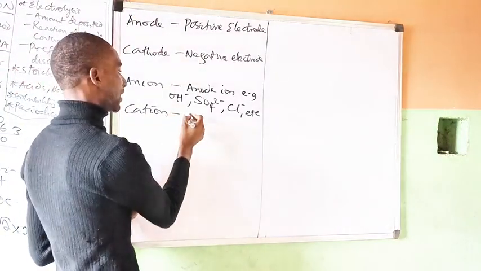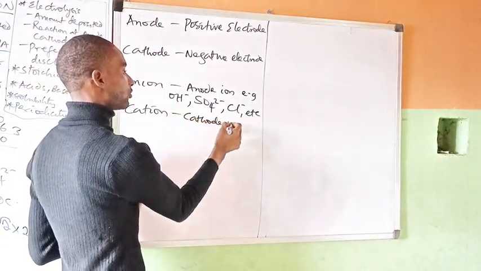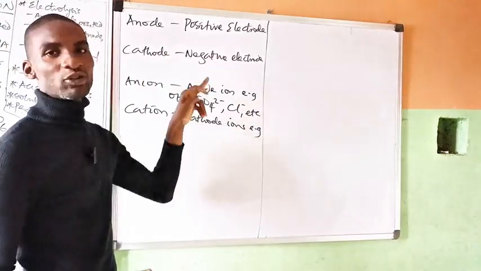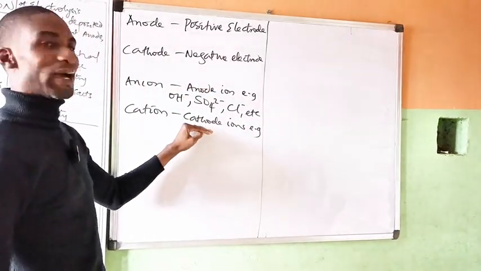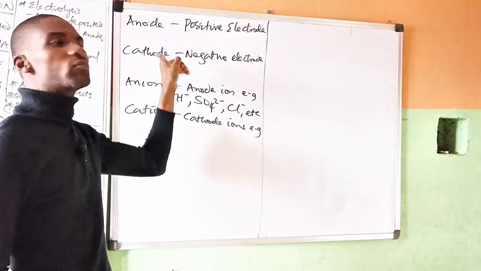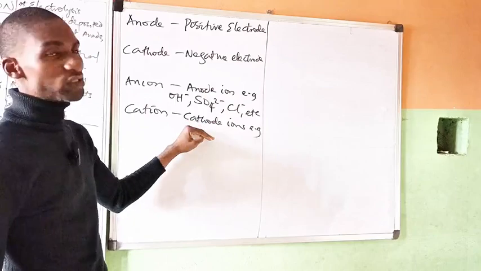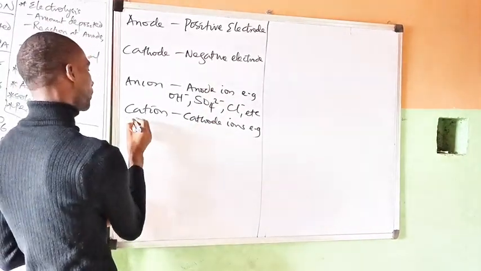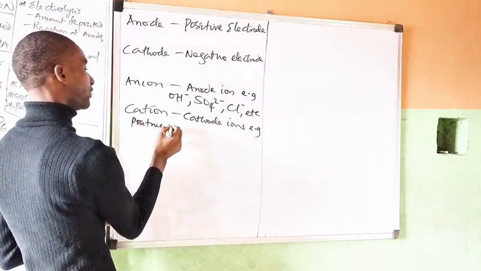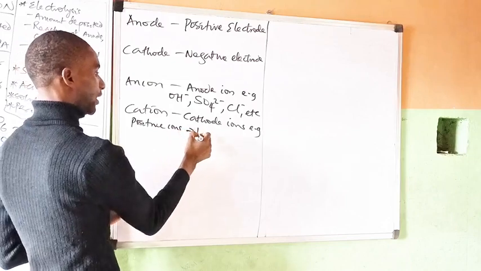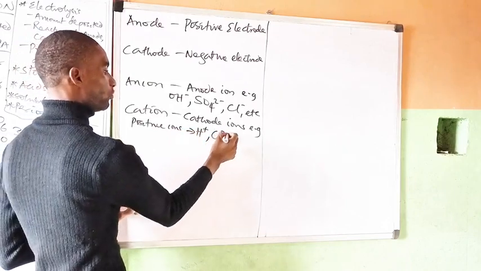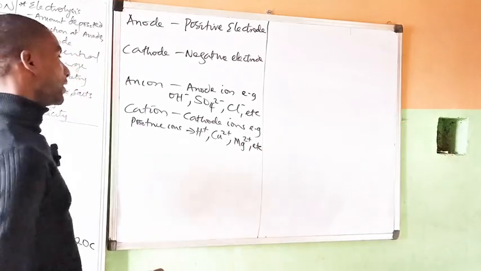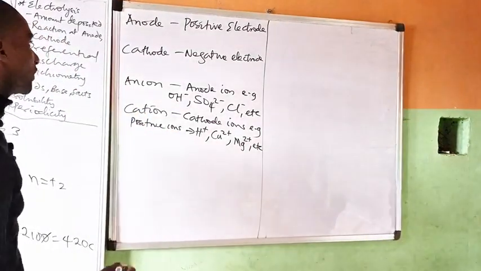Then the cations are the cathode ions. What are cathode ions? Remember, cathode is the negative electrode. So that means negative ions cannot move to the negative electrode. It is the positive ions that will go there. So cations are positive ions, e.g. H plus, Cu2 plus, Mg2 plus, etc. Those are the ions that move towards the negative electrode.